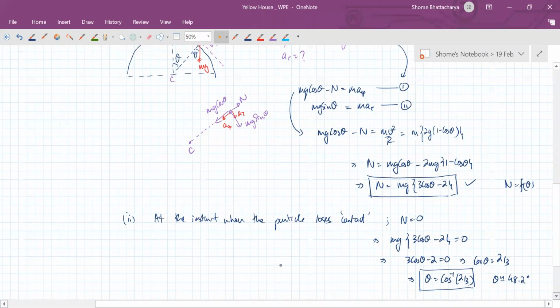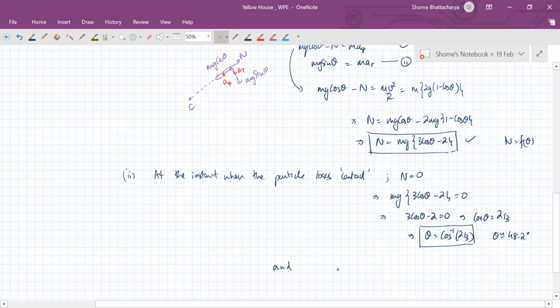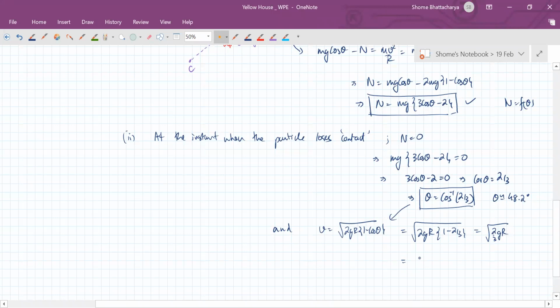And the speed at which it will lose contact: for that, you have the work energy relation, that V was equal to the square root of 2gr into 1 minus cos theta. So substitute this theta over here. It becomes the square root of 2gr into 1 minus 2/3. This will become the speed at that instant. I had given the radius to you to be 20 meters. So 2/3 into 10 into 20, so 20 by root 3 meters per second. This will be the speed at the instant when it loses contact.